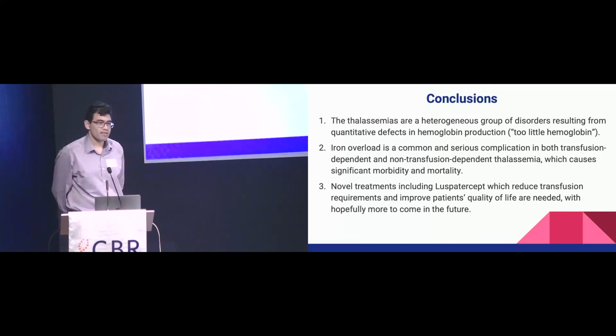So in summary, the thalassemias are a heterogeneous group of conditions resulting from quantitative defects in hemoglobin production, what we describe as too little hemoglobin. Iron overload is a common and serious complication in both transfusion-dependent and transfusion-independent patients with thalassemia, and it causes significant morbidity and mortality. And novel treatments, including luspatercept, which reduce transfusion requirements and improve patients' quality of life, are really important and necessary. And we hope that development will allow for more to come in the future.